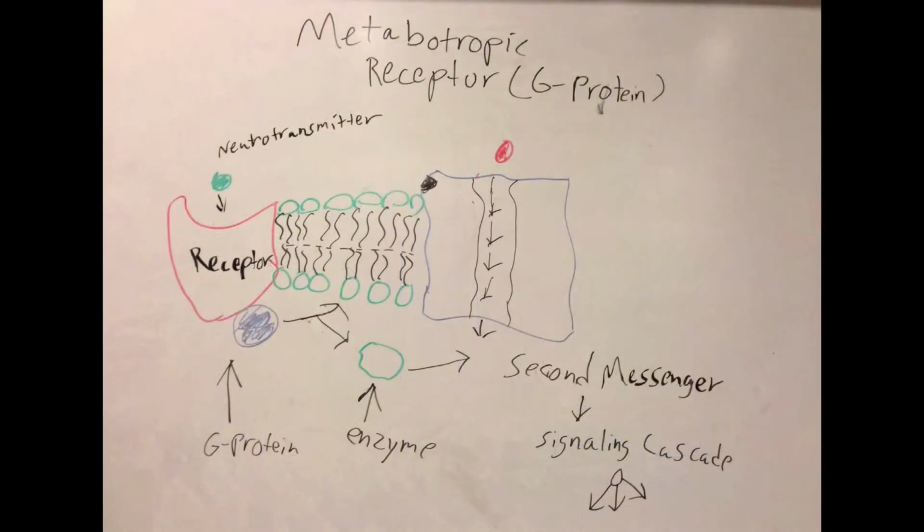The other receptor is the metabotropic receptor, or the G-protein coupled receptor. They also bind, but instead of opening an ion channel, they activate a G-protein, which can influence the opening of an ion channel, but can also affect enzymes and activate molecules called second messengers, which initiate signaling cascades within the cell.